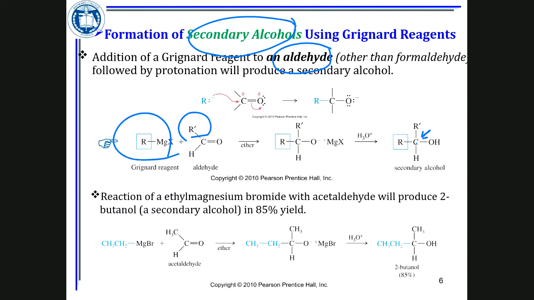Like in this case, you have a methyl group that is attached to the carbonyl, and you have an ethyl group coming from the Grignard. On the product side, the carbon that carries the OH is going to carry one methyl group, originally coming from the aldehyde, and an ethyl group coming from the Grignard reagent.